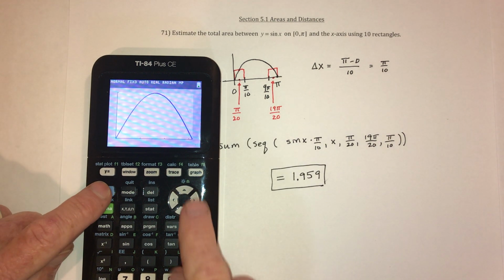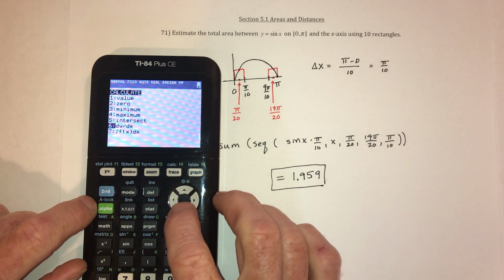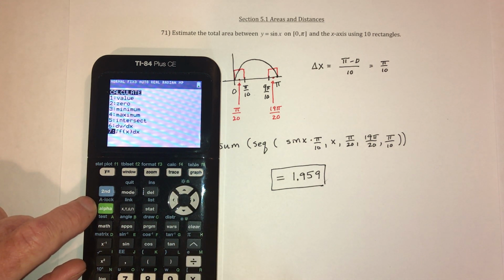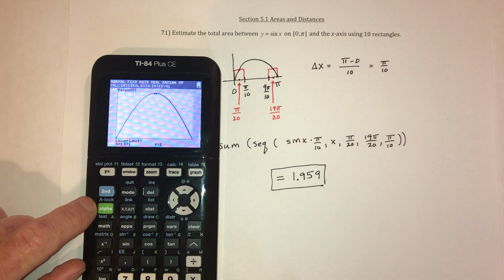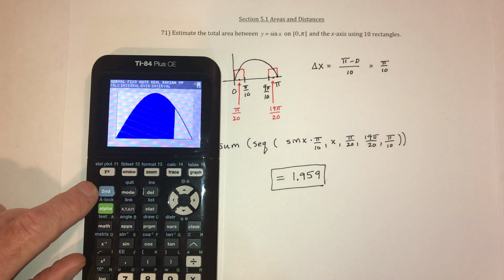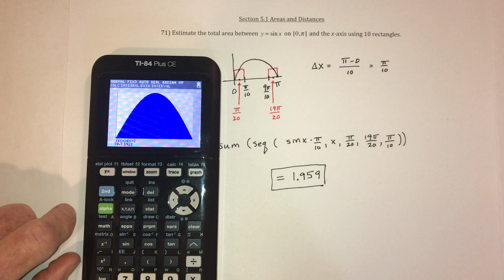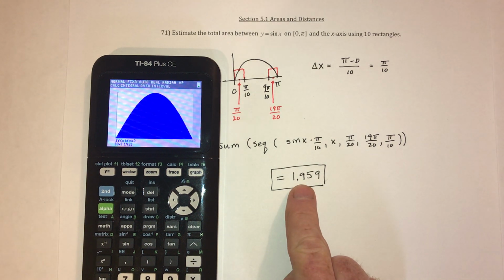Now to find the area, go to second calculate, and it's number 7 that finds the area. Go from 0 to pi. And the actual answer is 2. So the actual answer is 2. Our estimate, 1.959, was pretty good.